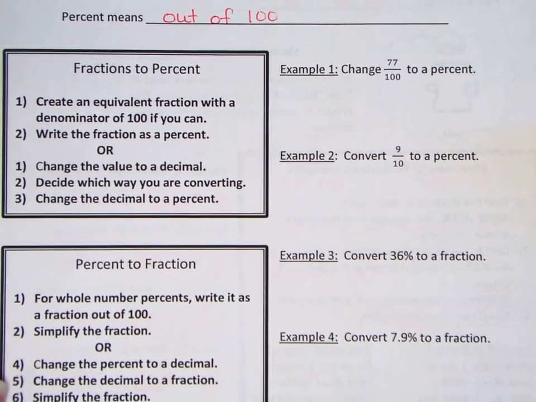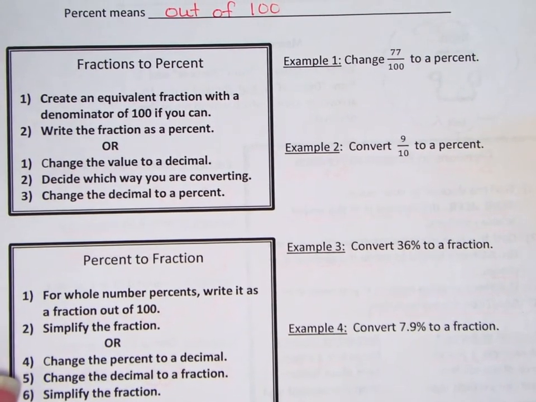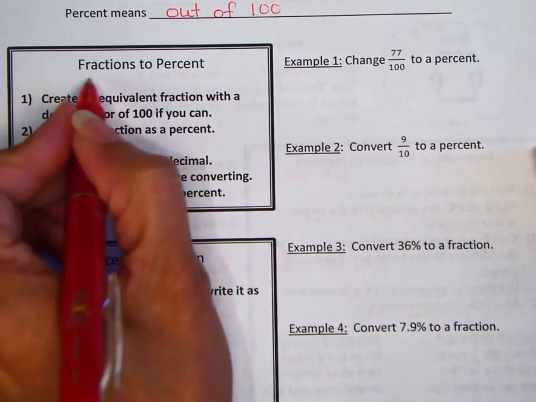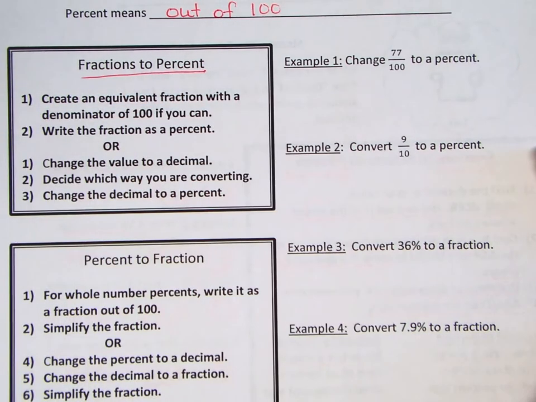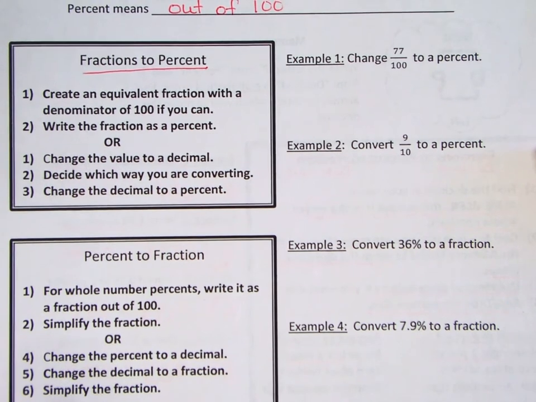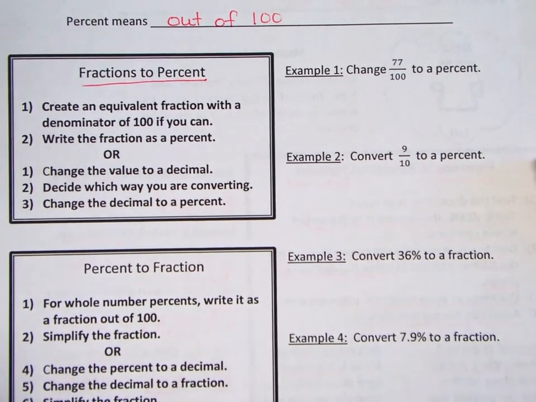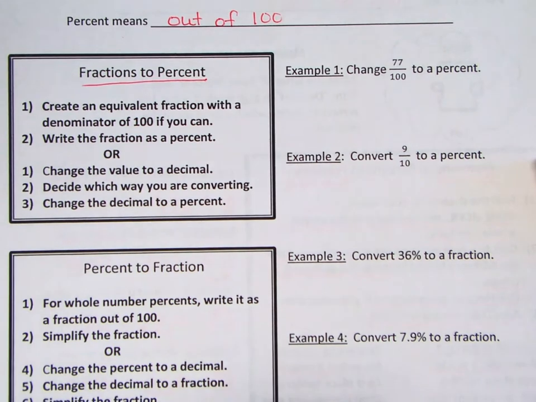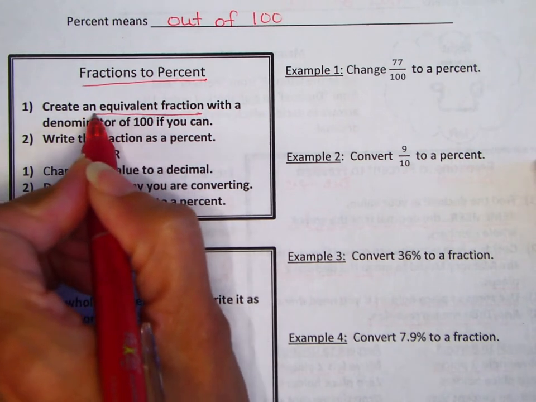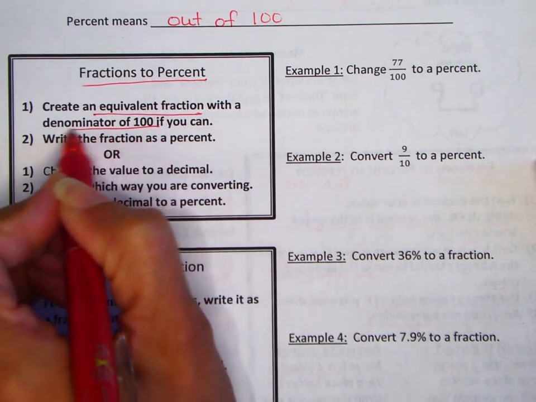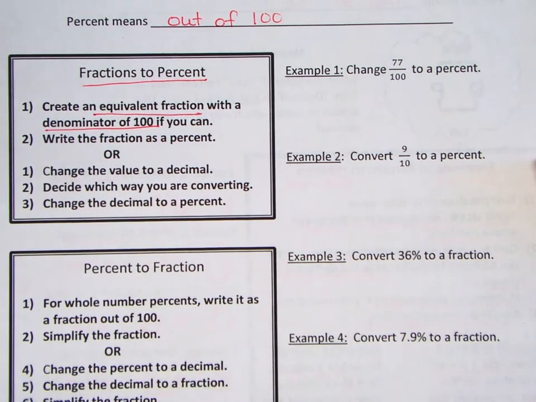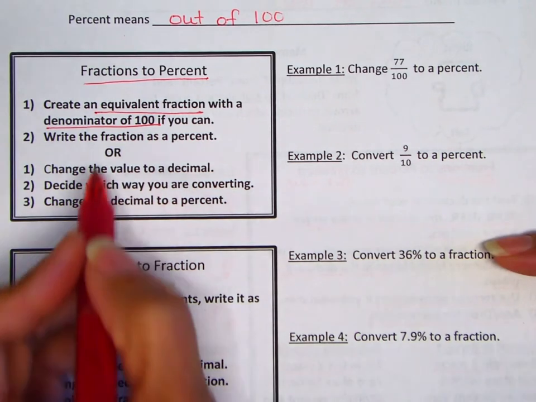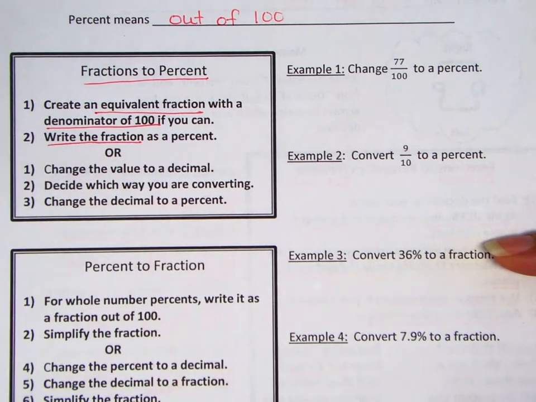So let's look at our notes on the things that we need to know. And we're going to start with fractions to percents. Whenever you change fractions to percents, it's fairly easy if you have a denominator of 100 because percent means out of 100. If you do not have a denominator of 100, you're going to have to create an equivalent fraction with a denominator of 100, if you can. And then you can write that fraction as a percent.